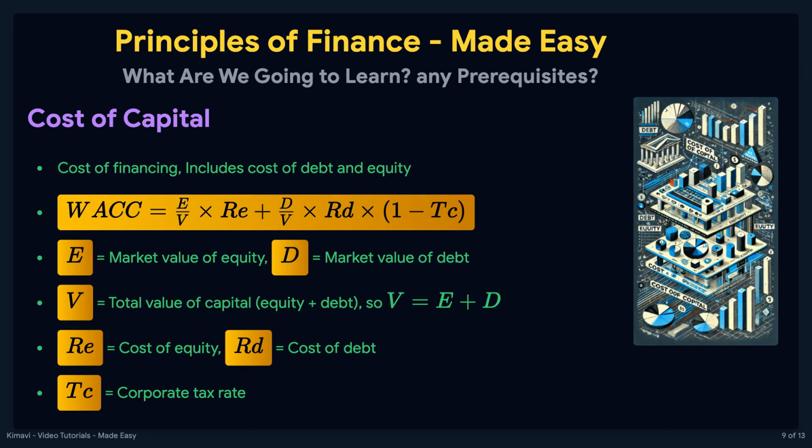The cost of capital represents the company's cost of financing and is used as a discount rate in capital budgeting. It includes the cost of debt and the cost of equity. The weighted average cost of capital, or WACC, is calculated as E/V × Re + D/V × Rd × (1 − Tc), where E is the market value of equity, V is the total market value of equity and debt, Re is the cost of equity, D is the market value of debt, Rd is the cost of debt, and Tc is the corporate tax rate.